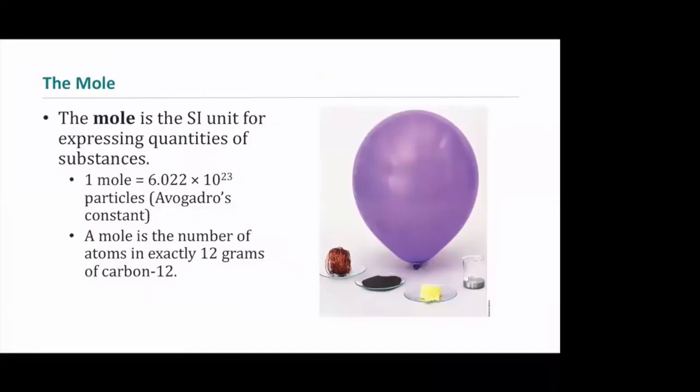The mole is the SI unit for expressing quantities of substances. We call it Avogadro's constant. 6.022 times 10 to the 23rd is a mole, the number of atoms in exactly 12 grams of carbon-12. Carbon-12 specifically, because isotopes have different mass, and this is how the periodic table is structured, based on the carbon-12 isotope. What we do is we figure out how many atoms were in 12 grams of carbon-12. We don't sit there and count them.